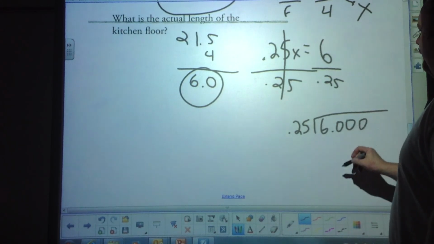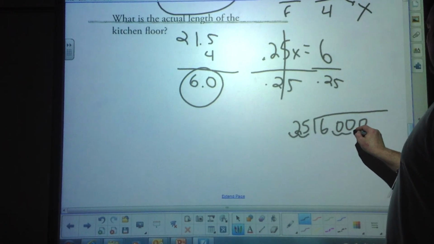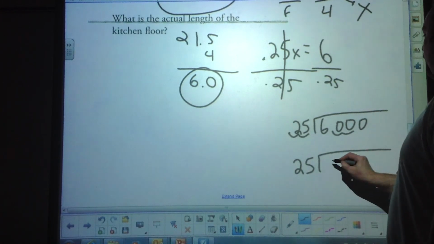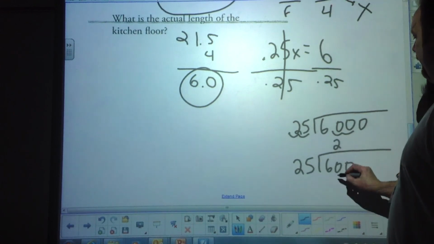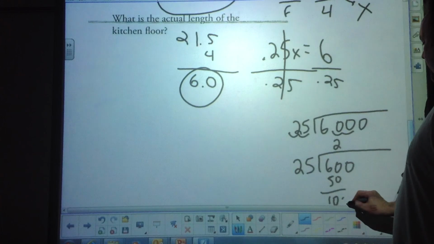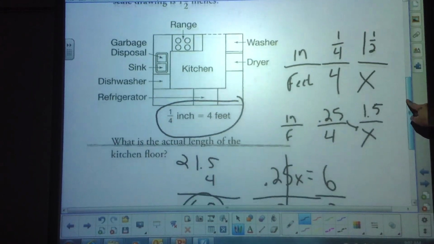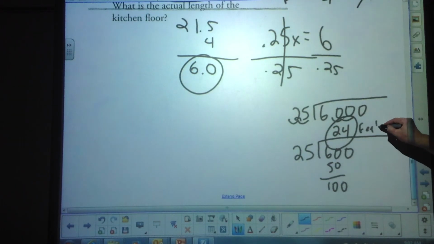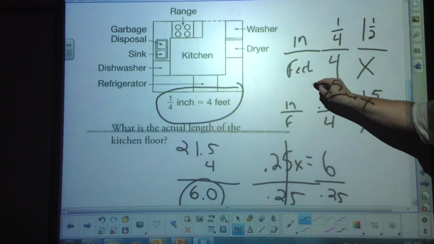I'm going to go ahead and add me a few zeros here. I've got to move that guy over twice. That means I've got to move this guy over twice, which means now my new problem is 25 into 600. This will go in here twice without going over. That's 50. That's 10. Bring down my 0. This is 4. Therefore, my answer is the actual length of the kitchen is 24 feet. Why? Because it's logical, number one. And number two, that's what we were looking for here.